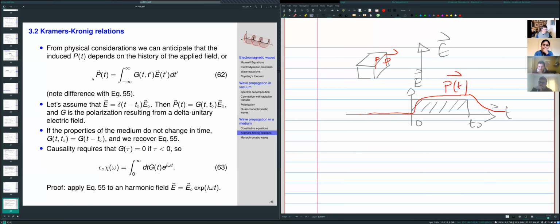And so when we write it down like this, we say that the polarization at some time t will depend on the history of the electric field with some kernel G. We don't know what G is yet. In principle, this kernel depends on the time where I'm evaluating the polarization and the time over which I'm integrating the history of the electric field.